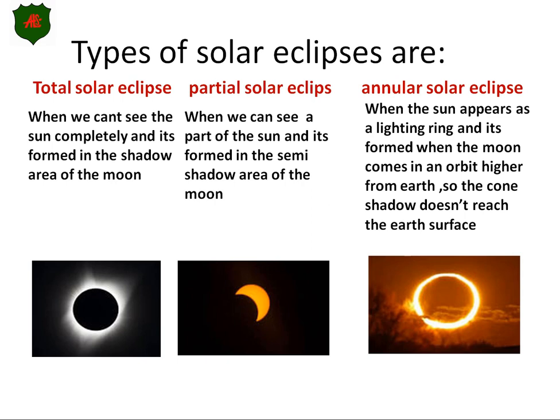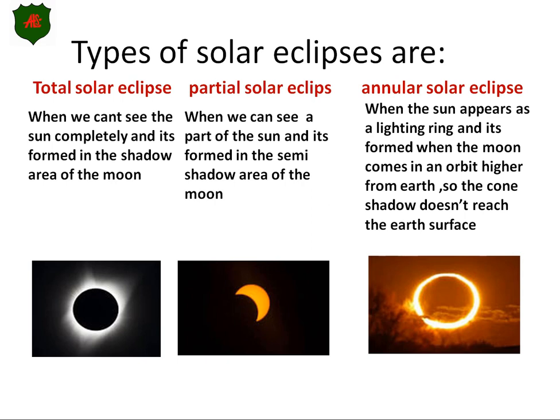In the middle one, the partial solar eclipse, it says when we can see a part of the sun, like we see here, it's very clear, and it is formed in the semi-shadow area of the moon. That means if the person is standing in the semi-shadow area or the penumbra of the moon on a part of the earth, he's going to see only a part of the sun, and this is called the partial solar eclipse.